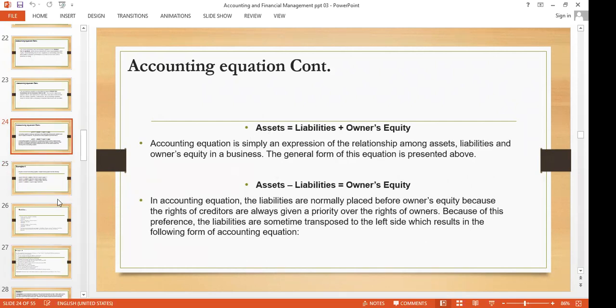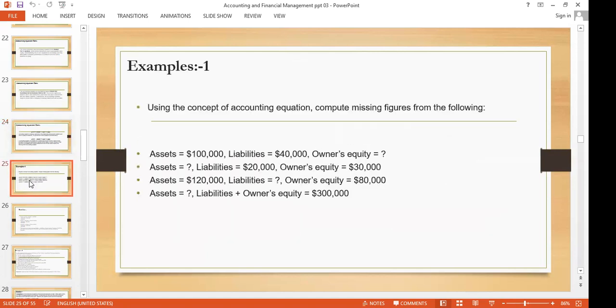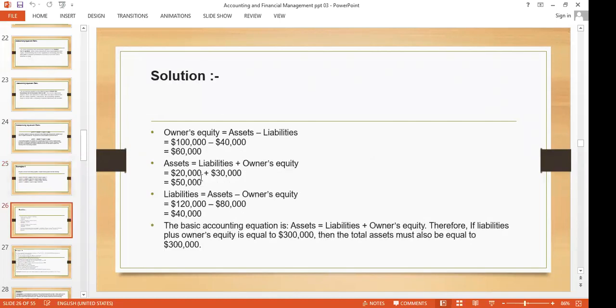Please tell me what the answer is. 50,000. Yes, it is right. Assets equal liabilities plus owner's equity. Liabilities 20,000, owner's equity 30,000. Assets are 50,000.